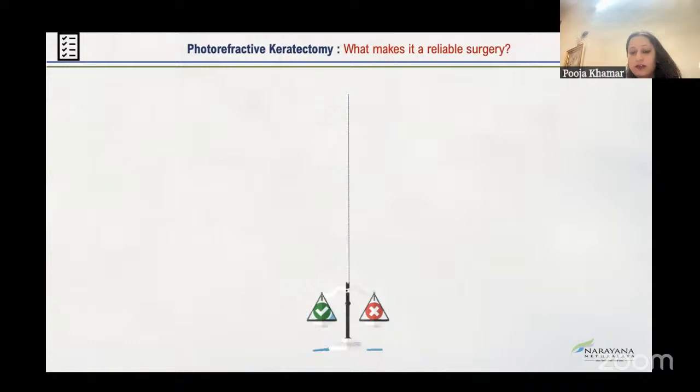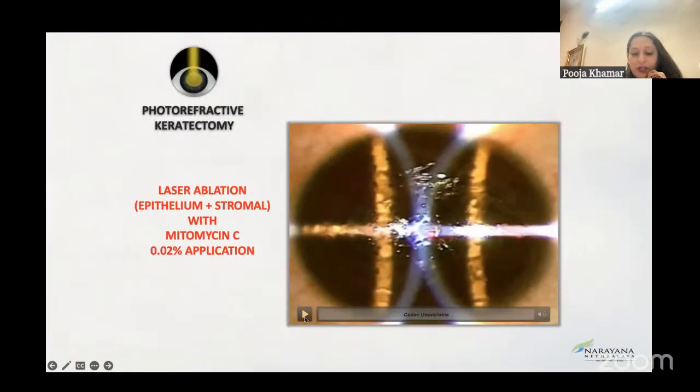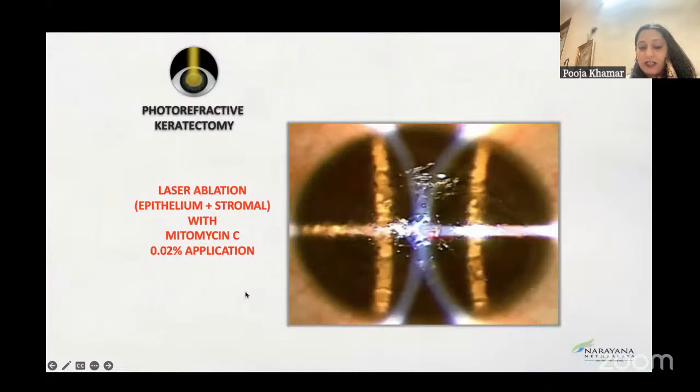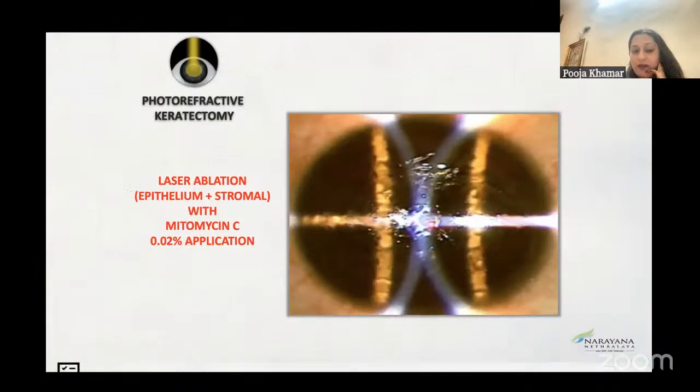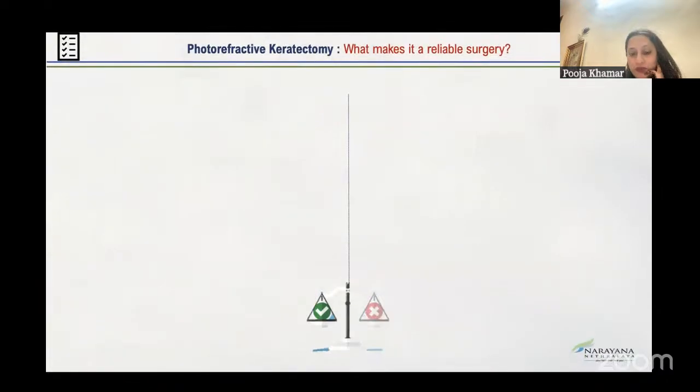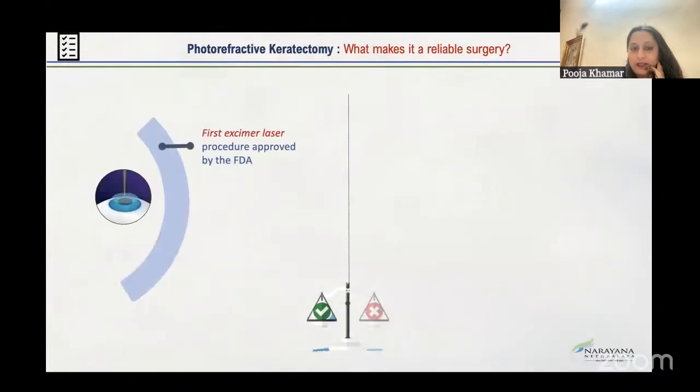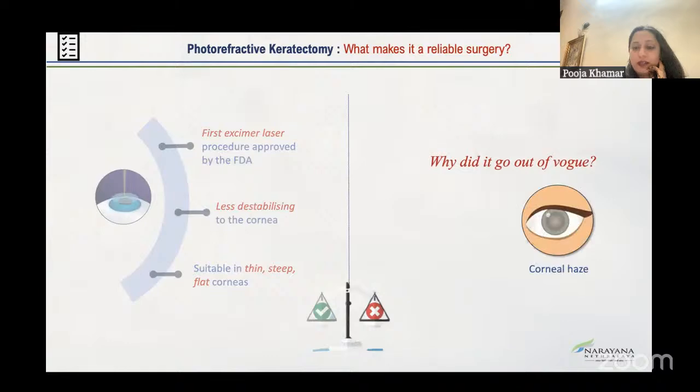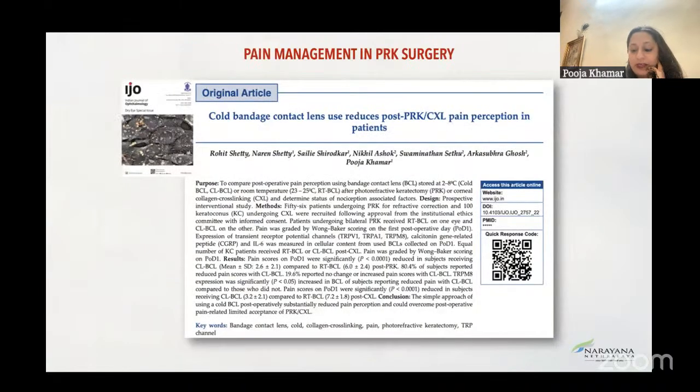Always make sure that after the PRK procedure, anytime your ablation is more than 2 diopters, use mitomycin C 0.02%, 10 seconds for every diopter, and that's how you intraoperatively minimize the haze incidence. However, there are two fears still: pain and haze.